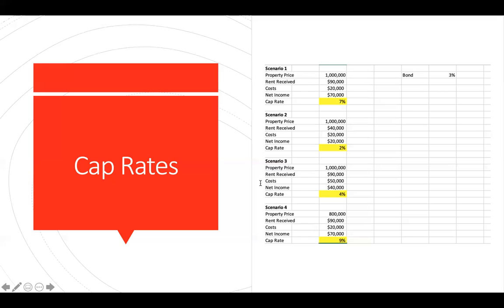In the final case, scenario four, if the current market value of the property itself diminishes, let's say to $800,000, with the rental income and the various costs remaining the same, the capitalization rate will increase to 70,000 divided by 800,000, or 8.75%. In essence, varying levels of income generated from the property, expenses related to the property, and the current market valuation of the property can significantly change the capitalization rate.